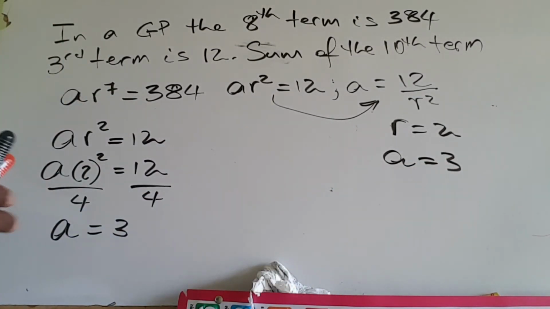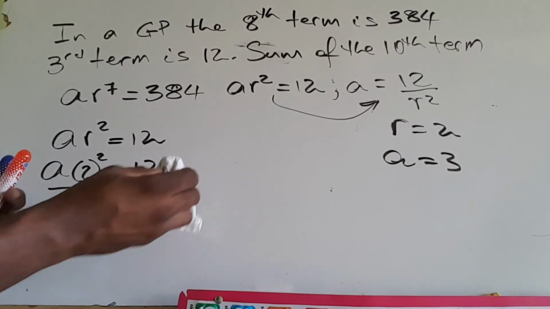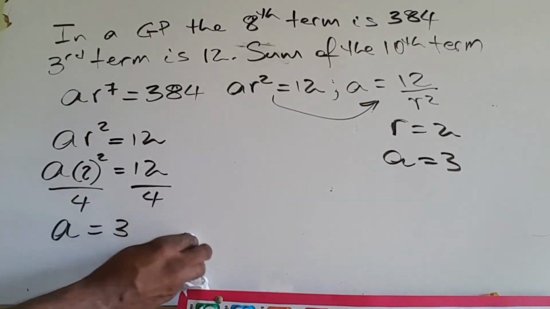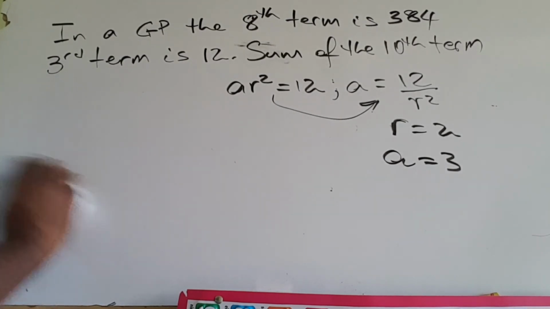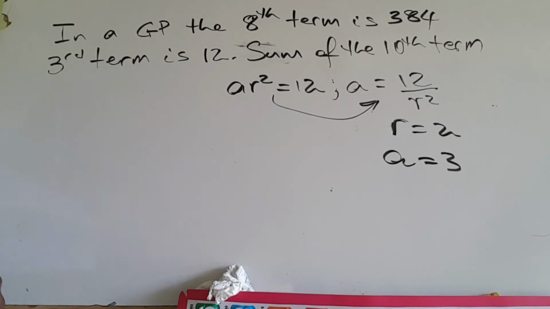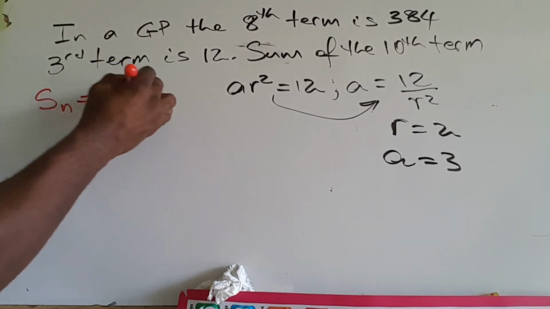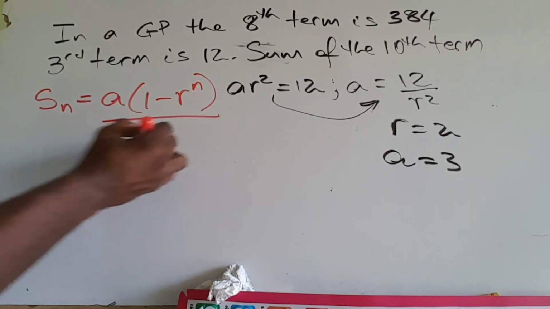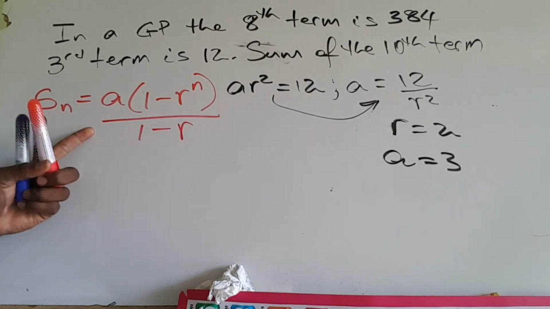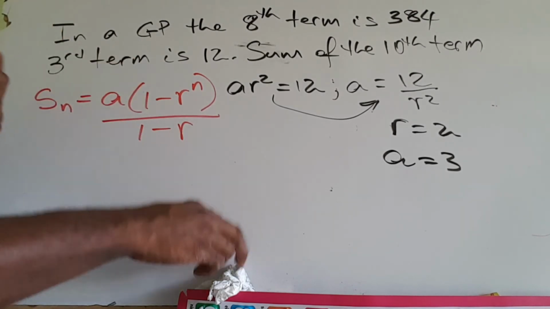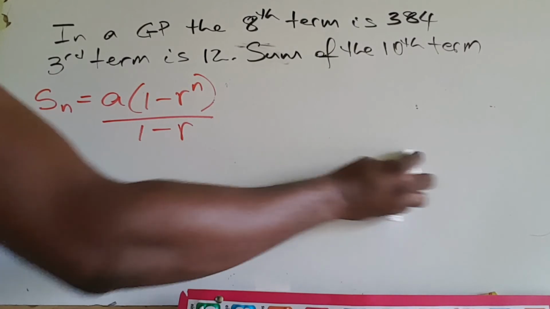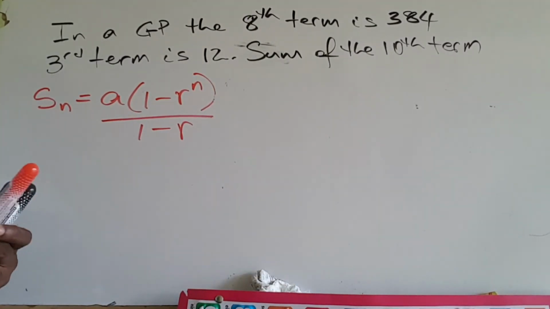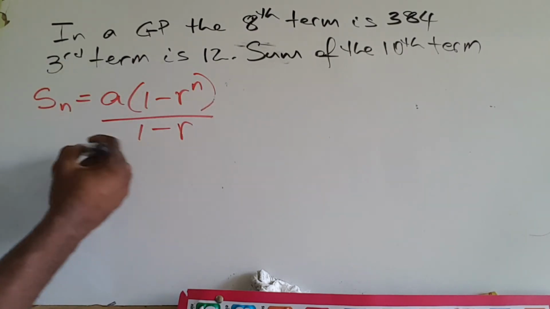Now I have my a, which is 3, and I have my ratio, which is r. I can now find the sum to the 10th term, because there is a formula for the sum to the nth term. The sum to the nth term is equal to a, which is my first term, open bracket, 1 minus r raised to the n, all over 1 minus r. I could use this formula to find the sum up to any nth term. In this case, the nth term is 10.